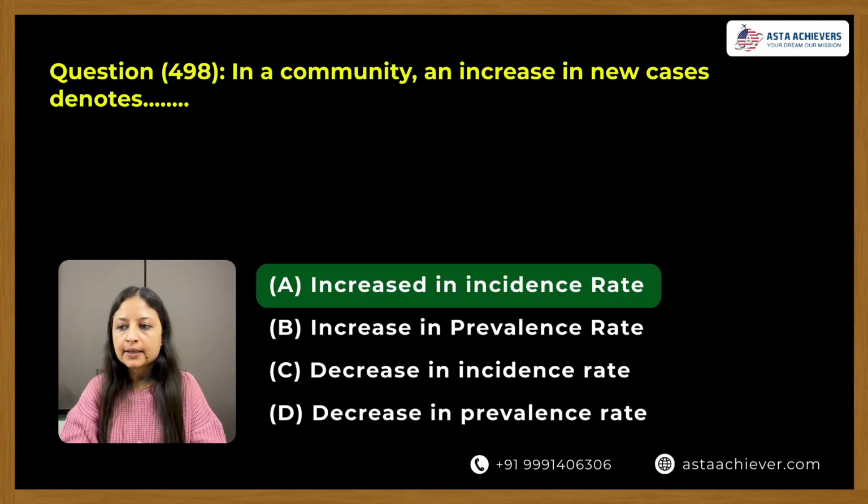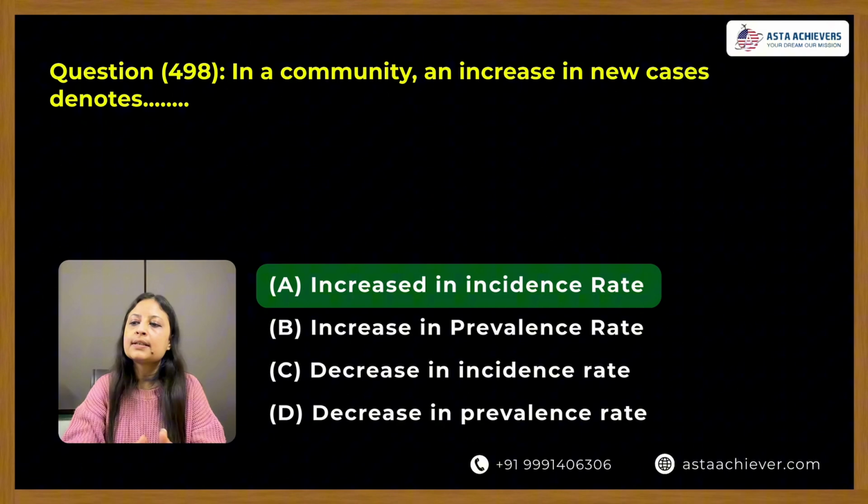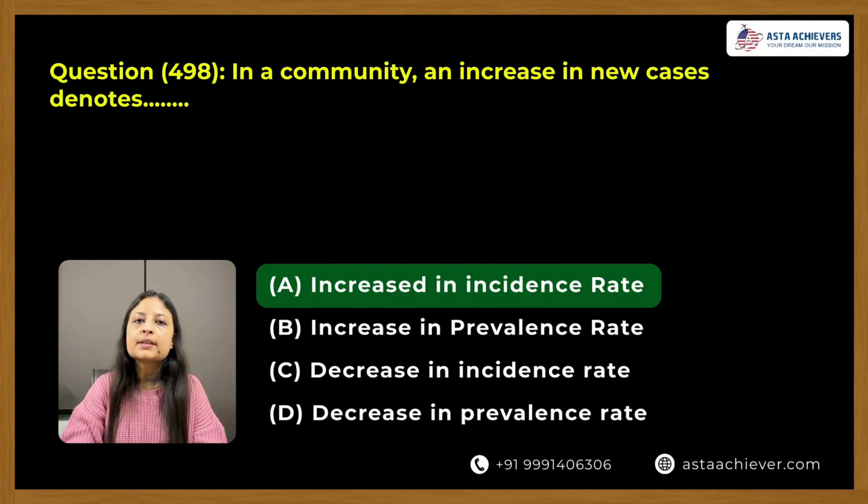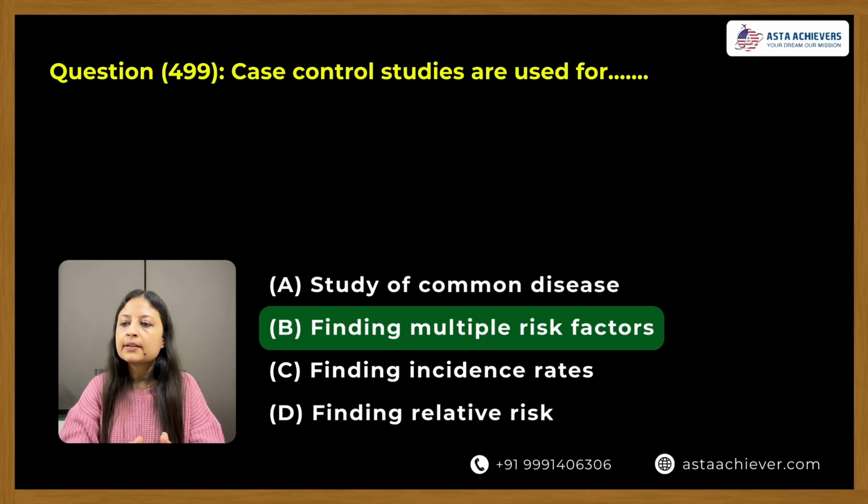Question number 498. In a community, an increase in new cases means option A, increase in incidence rate, option B, increase in prevalence rate, option C, decrease in incidence rate, and option D, decrease in prevalence rate. So option A, increase in incidence rate, is the correct answer. Question number 499. The case control studies are used for option A, study of common disease, option B, finding the multiple risk factors, option C, finding the incidence rate, and option D, finding the relative risk. So option B, finding the multiple risk factors, is the correct answer.